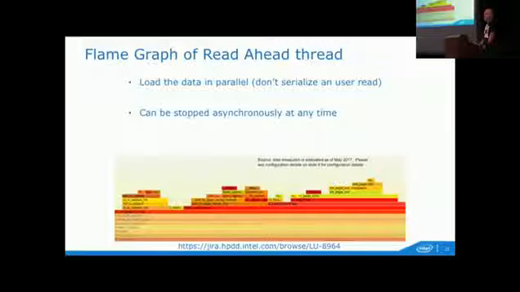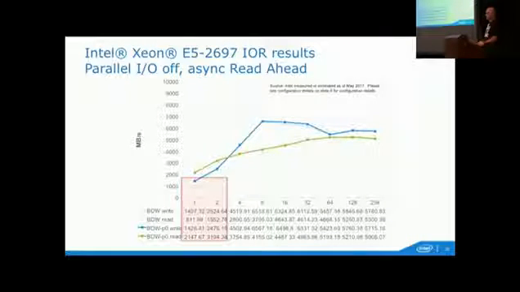So now let's see the performance numbers of this work. First of all, again, I measured on the Xeon system and got the following results. I have several tunables here, and I'd like to draw attention that on this slide I showed the picture when the parallel I/O was turned off, but the asynchronous read ahead thread is used for optimization.